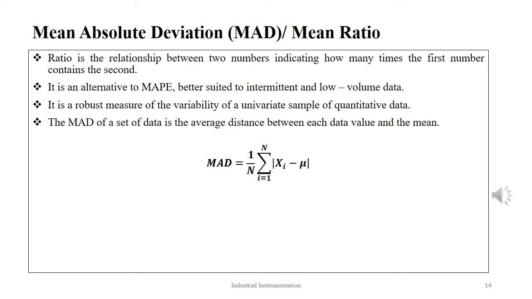Mean absolute deviation is the relationship between two numbers indicating how many times the first number contains the second. It is an alternative to MAPE, better suited to intermittent and low volume data. It is a robust measure of the variability of a univariate sample of quantitative data. The MAD of a set of data is the average distance between each data value and the mean. Numerically, MAD equal to 1 by n summation i equal to 1 to n mod of (xi minus mu).